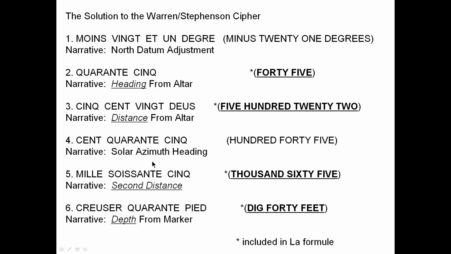So this could be just a misinterpretation of what this would be in the narrative, that this may be a distance to the altar, because we have two other references already from the altar, which would be cone A.